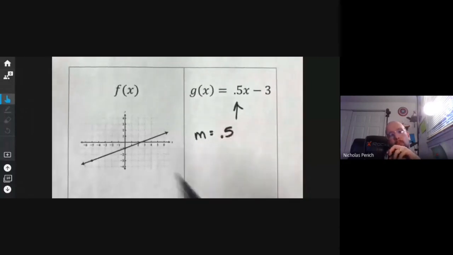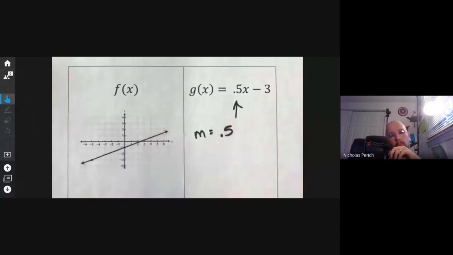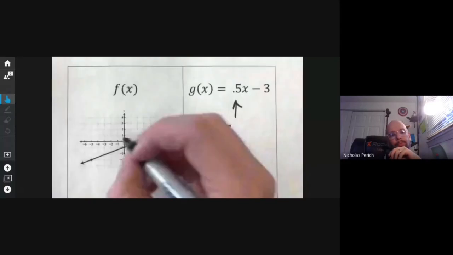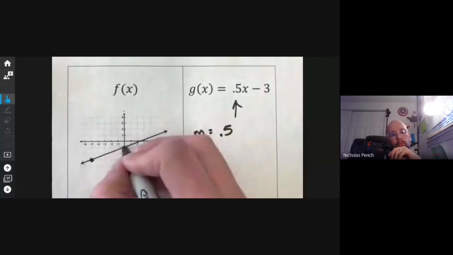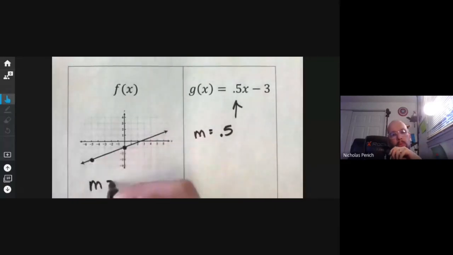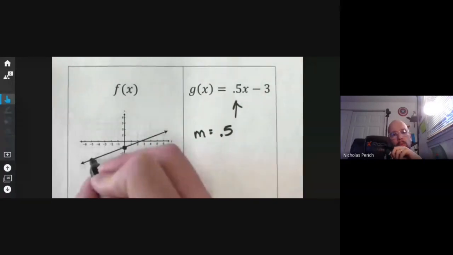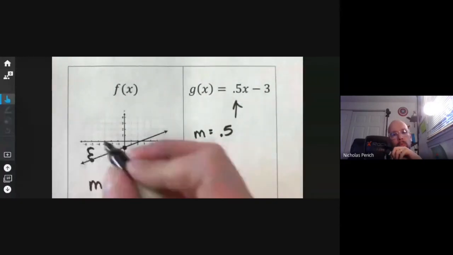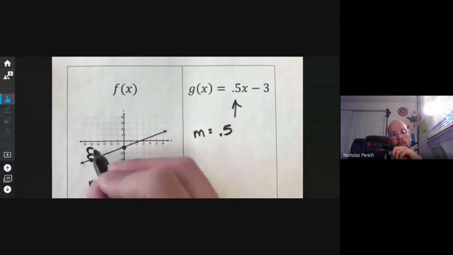I am given this line here. I don't care about the line. I just care about the slope. So here's a dot. It's already given to me. There's a dot. My slope is positive, up 1, 2. So my rise is 2. And my run is 1, 2, 3, 4, 5.